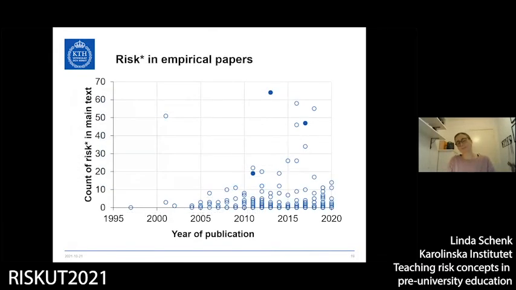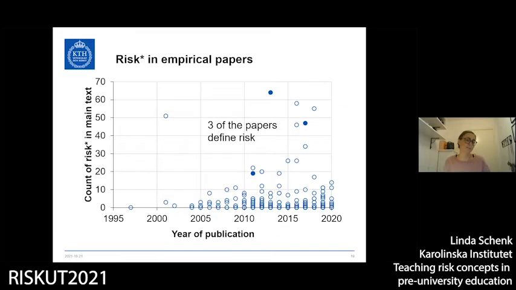Here I put the same data in a different shape. So you have the number of times risk is encountered in the main text on the y-axis and the year of publication of the empirical paper on the x-axis. And maybe there's a bit of a tendency of risk being more frequently treated the more recent the paper is.